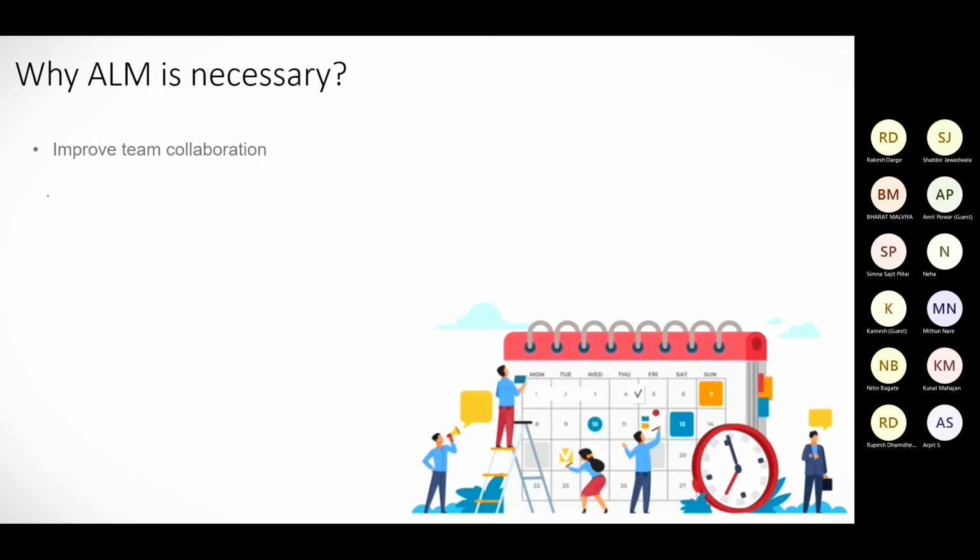So designing an application, development of an application is a very simple thing. You can start by opening an app, you can start writing the code and all. But following the best practices, following a particular process, is the most important thing, right? So that is what ALM actually helps you to do. It actually improves the team collaboration.